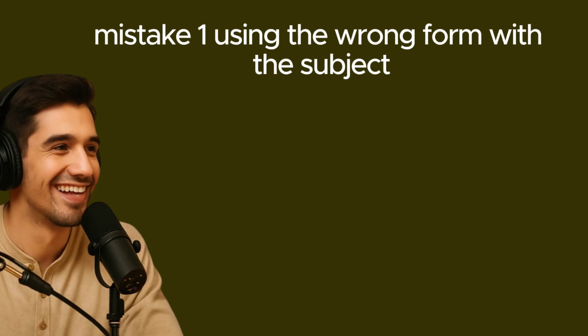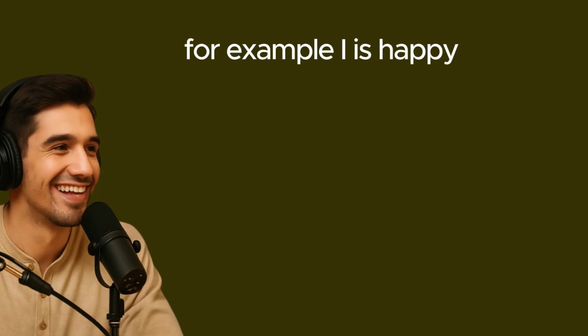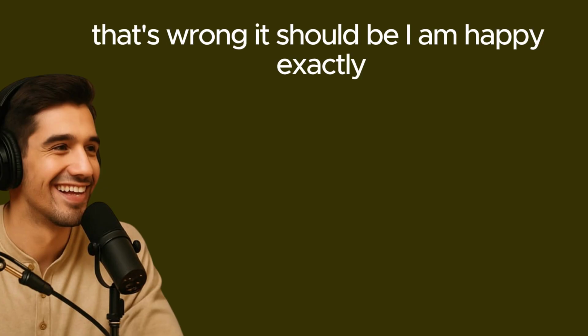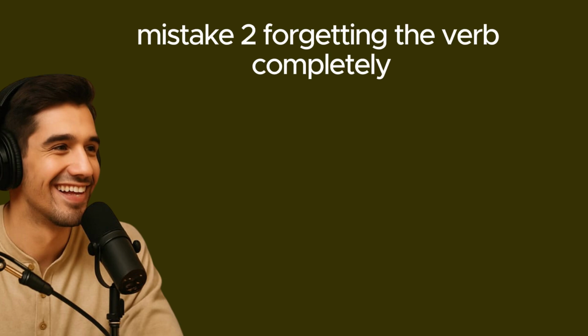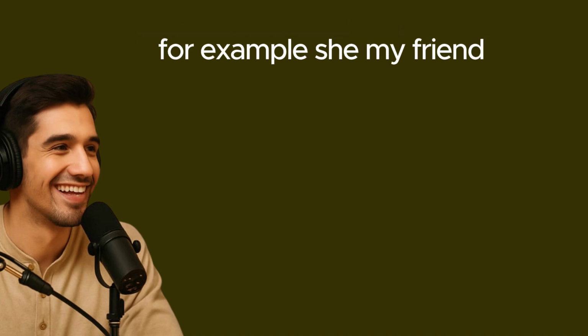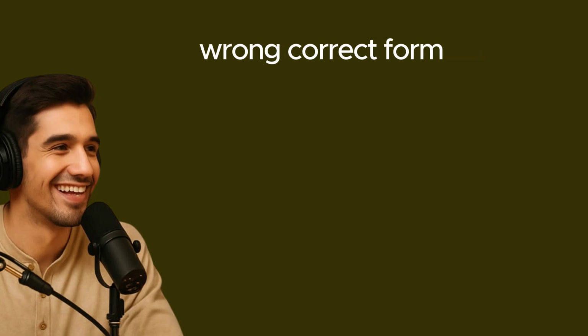Mistake 1, using the wrong form with the subject. For example, I is happy. That's wrong. It should be I am happy. Exactly. Mistake 2, forgetting the verb completely. For example, she my friend. Wrong. Correct form, she is my friend.